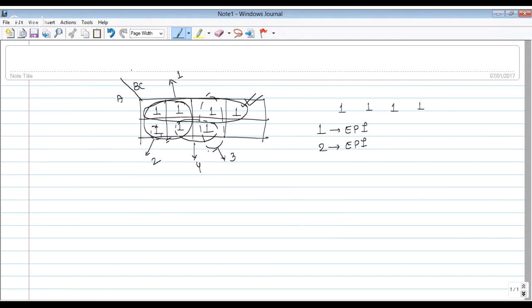What about the third one? This one is going in a square as well as in a pair, so it is only a PI. Similarly the fourth: if you see this, it is in a square as well as a pair. This one is also going in a square as well as a pair. So the fourth is also a PI. Now, the thing that you are asking about unique and non-unique cases.